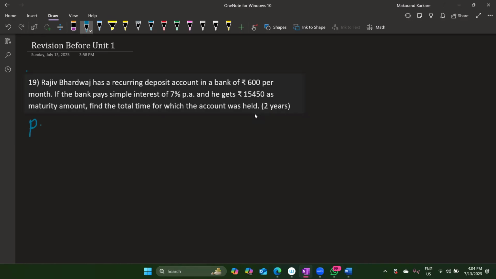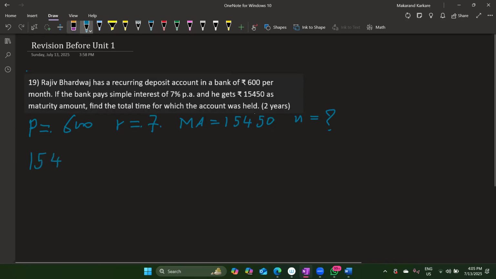Okay, so again, write down the given information. P is equal to 600, R is equal to 7, maturity amount is equal to 15,450, N is equal to how much, right? So 15,450. What is the formula for maturity amount?